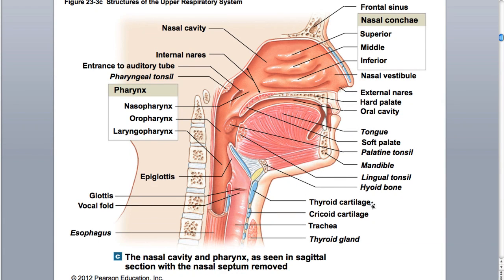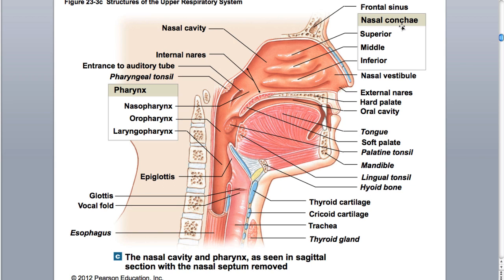Now this picture is very important. Page 818 at the bottom, picture C. So page 818, picture C at the bottom, very important. This one has a lot of what needs to be learned. First, I'm going from the clockwise position, frontal sinus. Then we have the nasal concha.